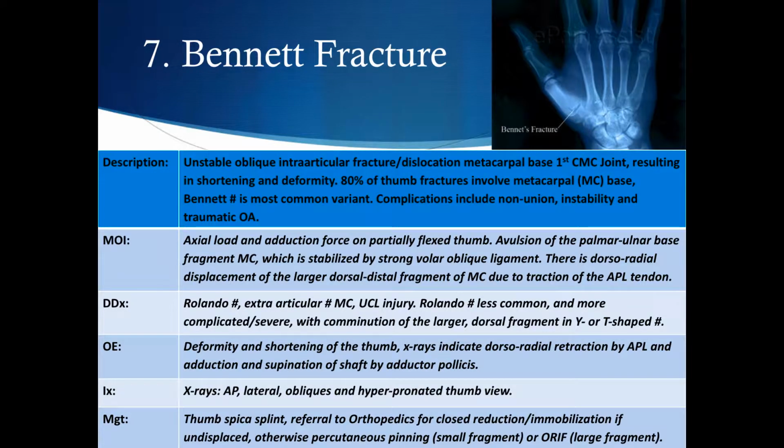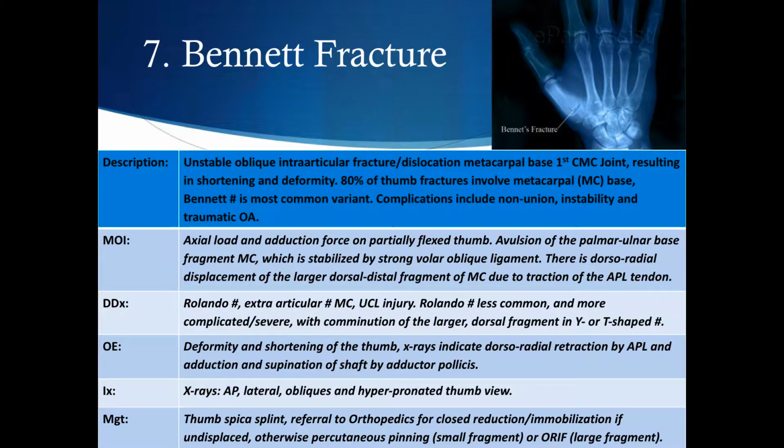We'll start with a Bennett fracture. A Bennett fracture is an unstable oblique intra-articular fracture dislocation involving the first CMC joint and is located at the metacarpal base. This results in shortening and deformity.